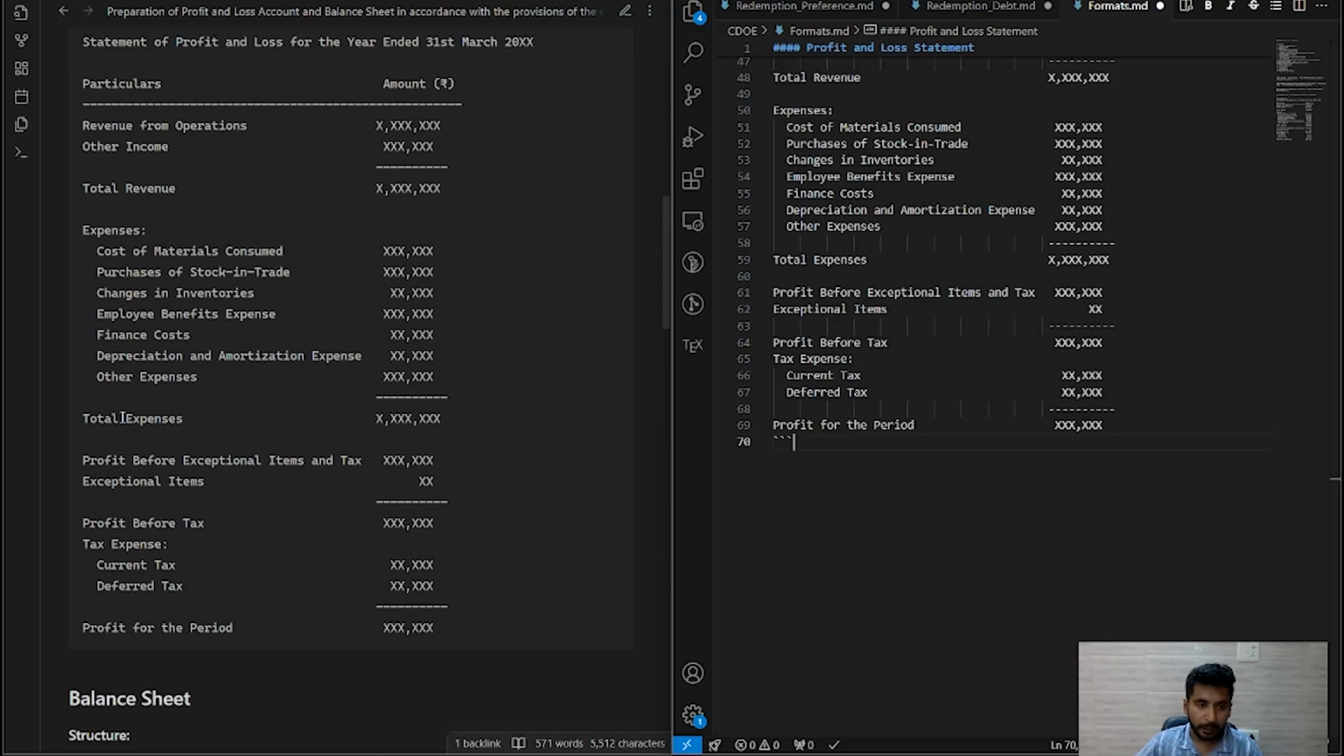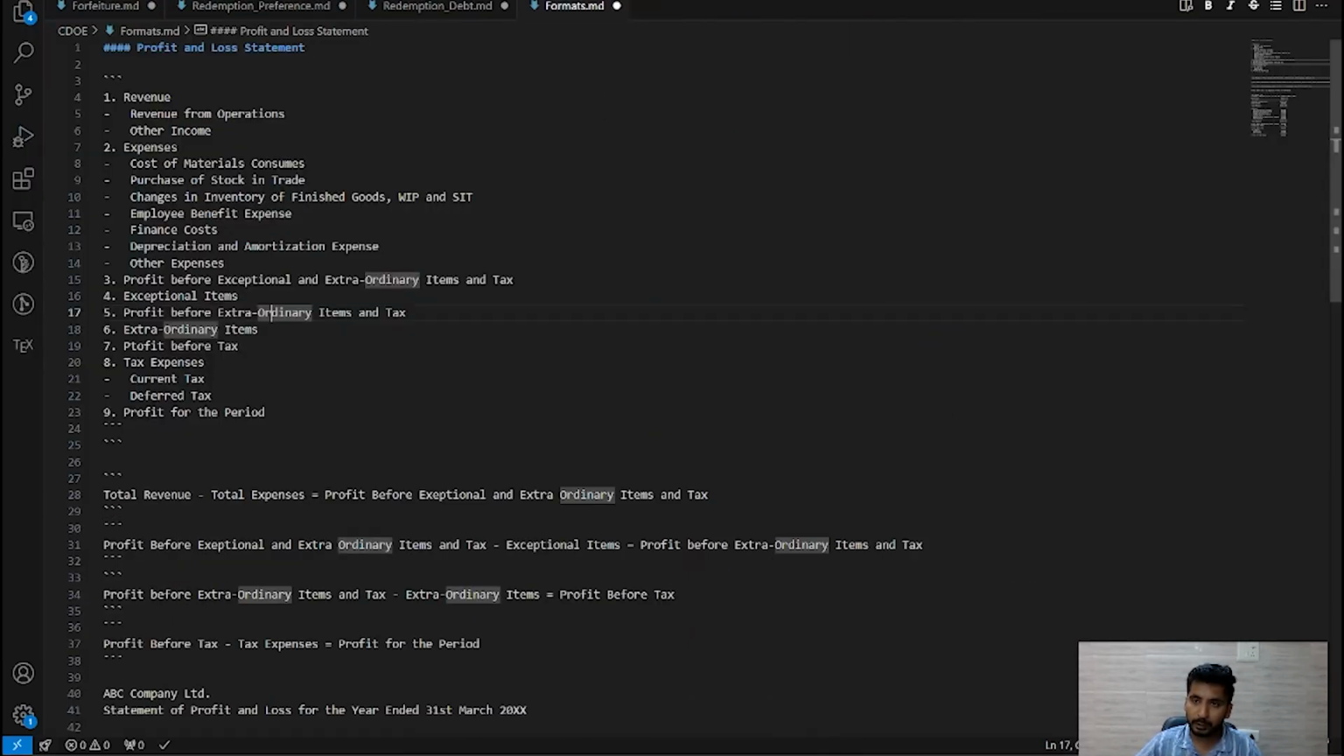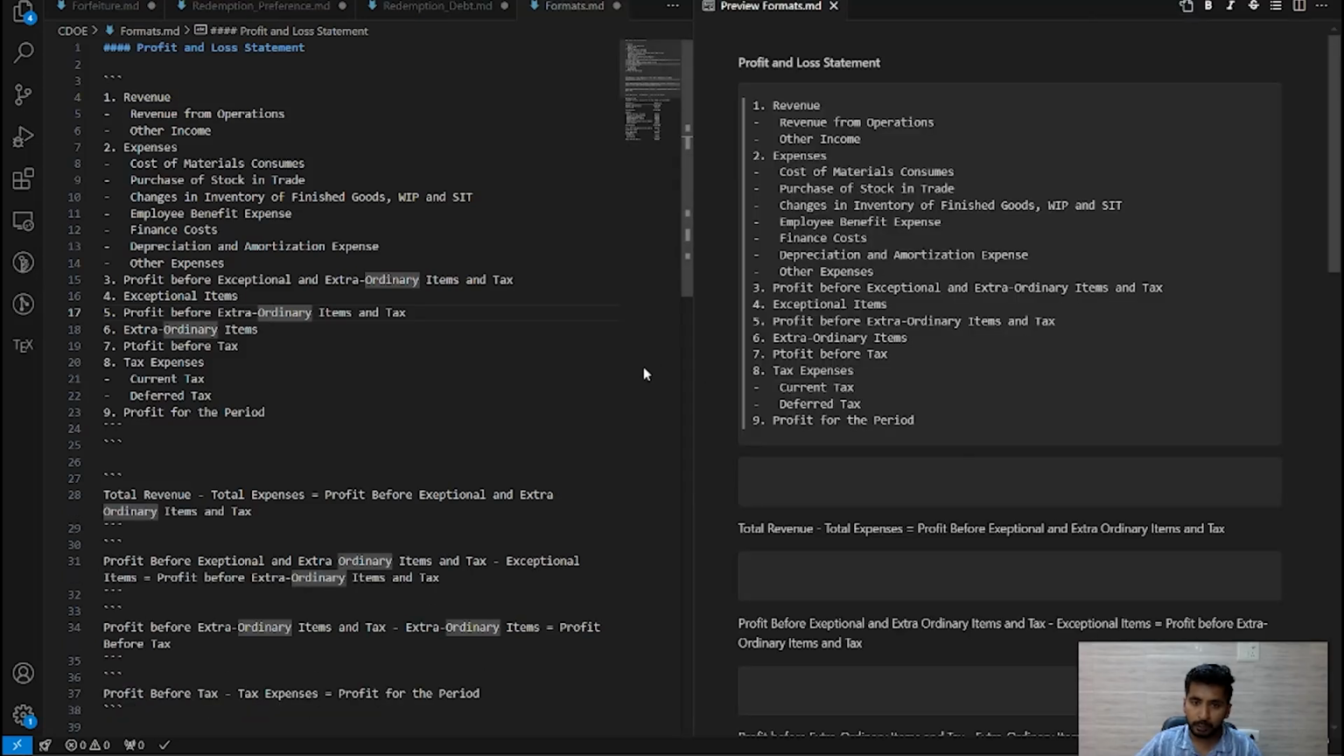And the same thing is happening in here. Total revenue minus total expenses becomes the profit before exceptional items and tax. After that, the exceptional items, then it becomes the profit before tax. And after that, when the tax is subtracted, it becomes the profit for the period. This is the format and working of the profit and loss statement. Let us look at it in the proper view. It will be like this: revenue, expenses, profits, exceptional items, then extraordinary items, then PBT, and that's it.